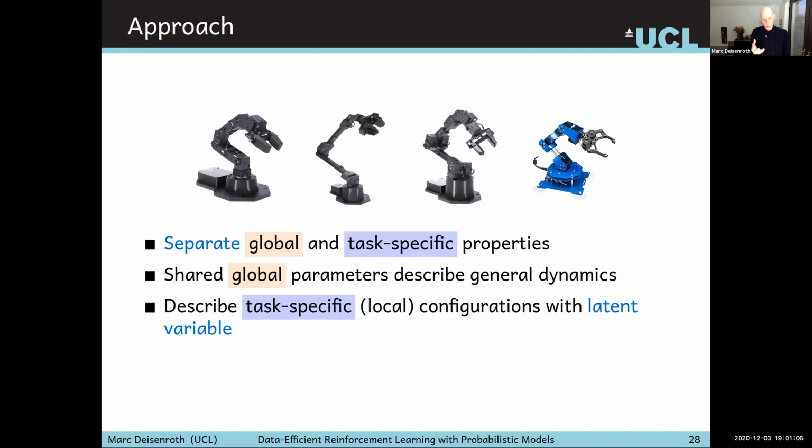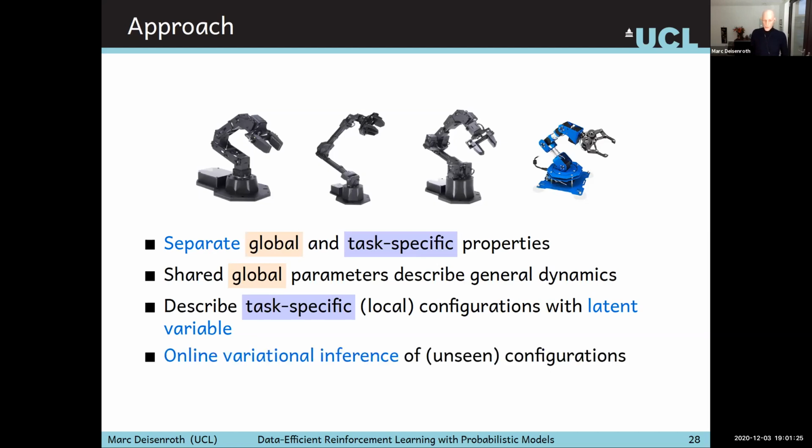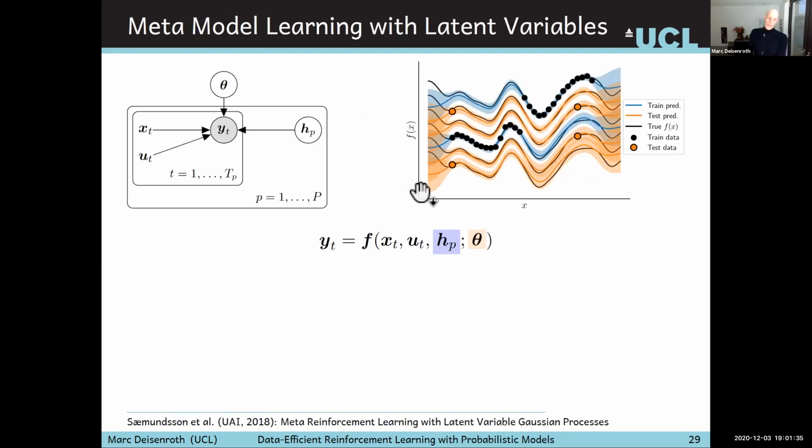And so the approach we take is that we're separating global and task-specific properties. So we have some shared global parameters that describe the general dynamics, and then we have task-specific local configurations that we describe using a latent variable. We use variational inference to infer the configuration of a new task. Here's the idea.